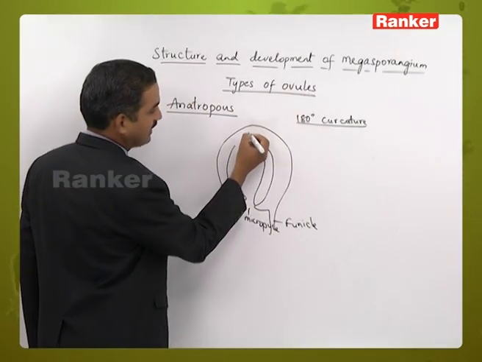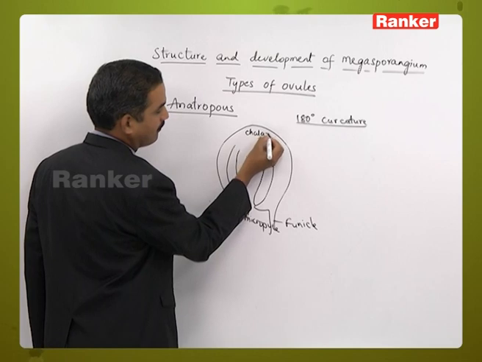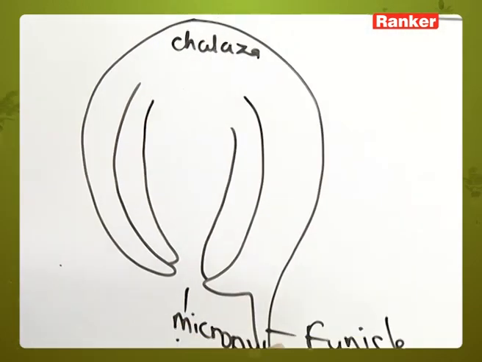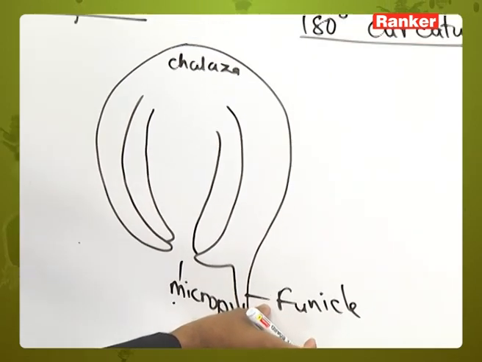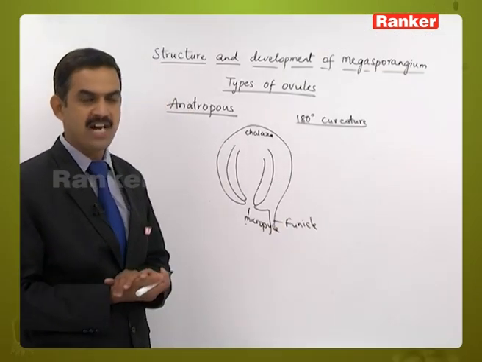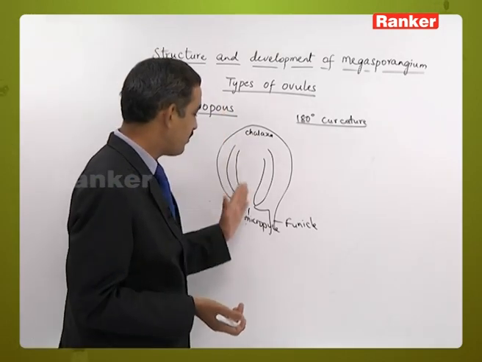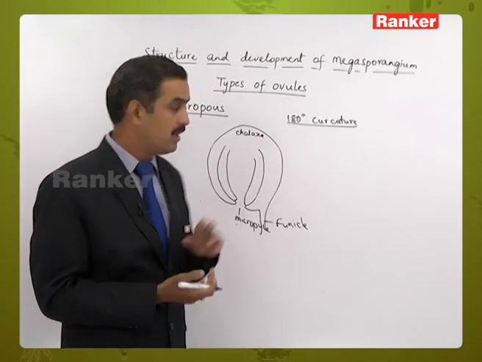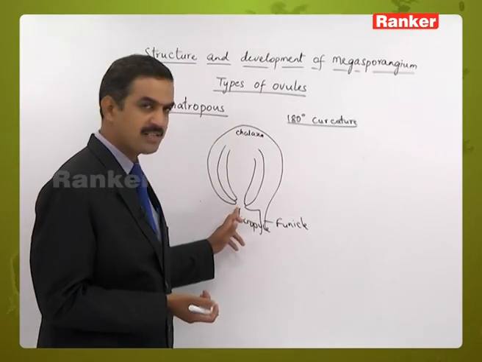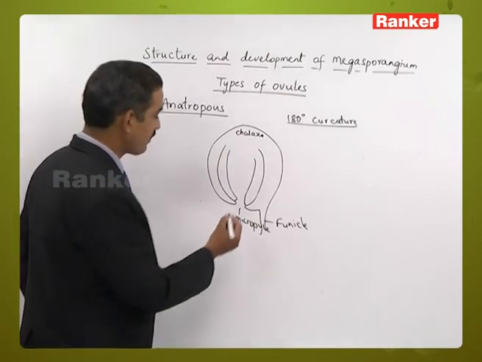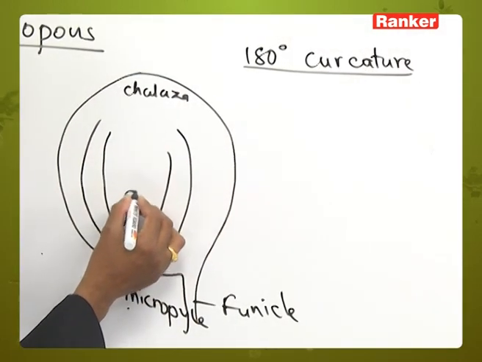And in this one, the chalaza and the micropyle are both present on the straight line, whereas the funiculus is present on one side. Whereas in the first type, that is in orthotropous, we have seen that all the 3 parts, funicle, micropyle and chalaza, are present on the straight line. But here only chalaza and micropyle are present on the straight line, whereas funiculus is present on one side. And of course here also we can see the embryo sac.